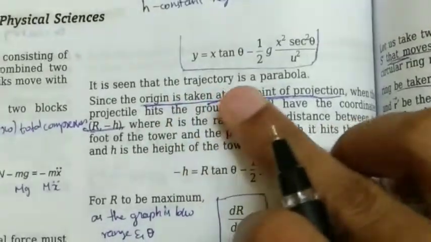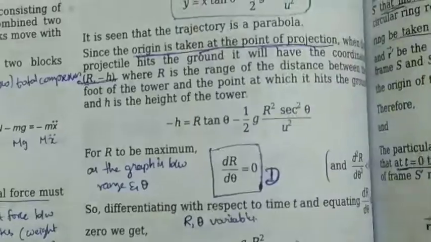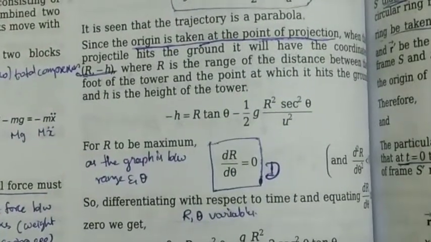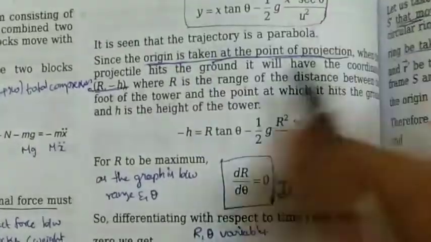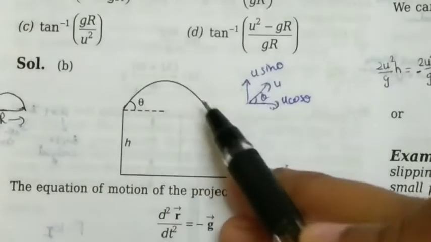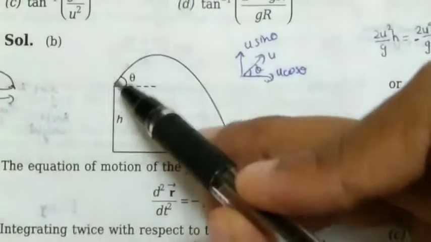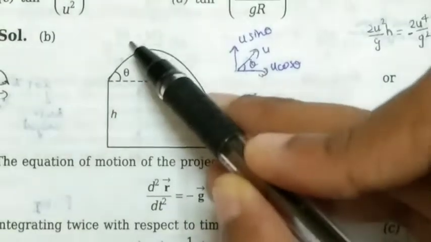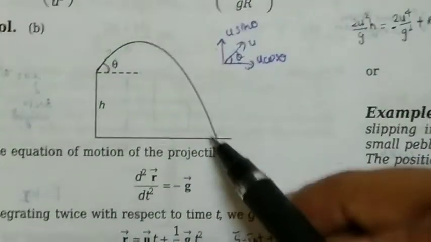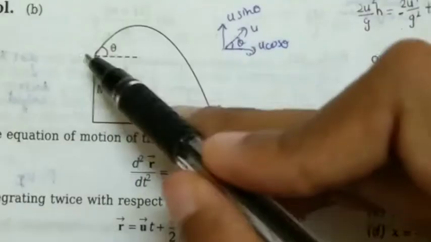So it is seen that the trajectory is a parabola. So it looks like an equation of a parabola. So it is of the parabolic form. Hence the trajectory of the body, that is the path followed by the ball during its motion, that means from the time of its projection to the time of reaching the ground, is nothing but parabolic form. It's like a parabola.